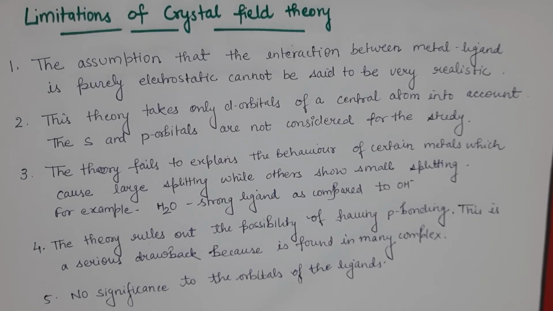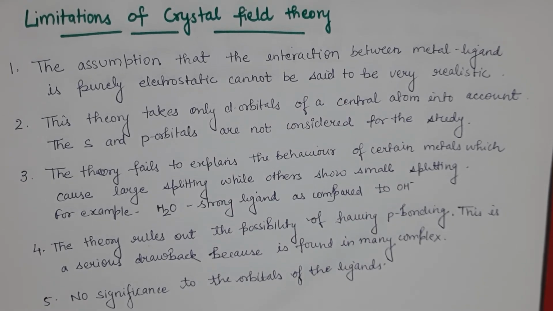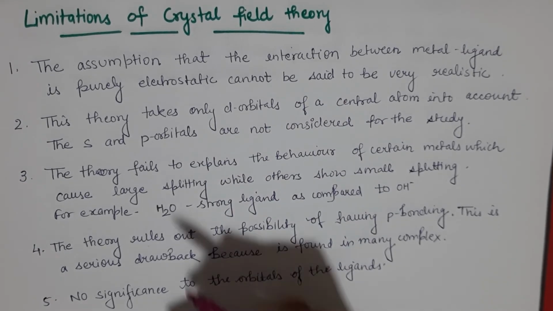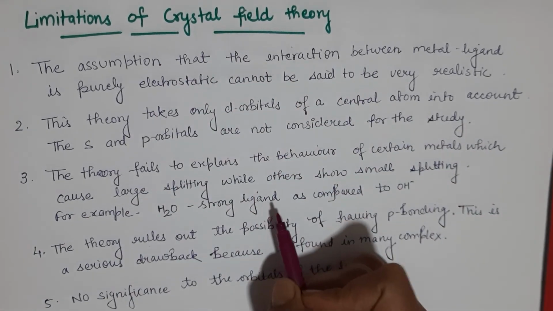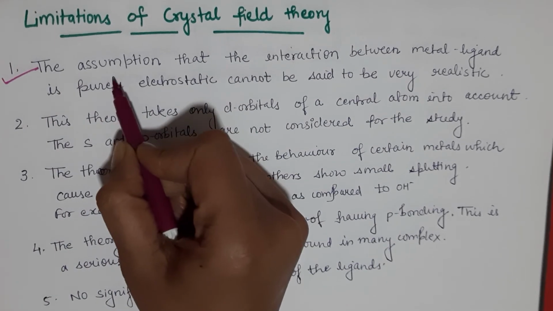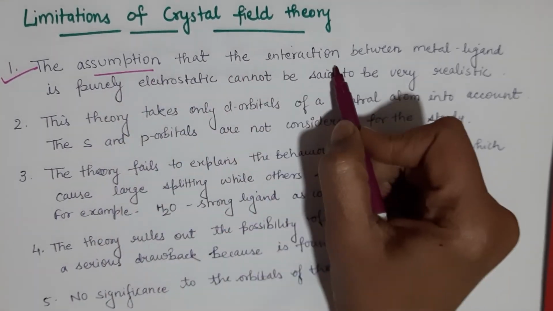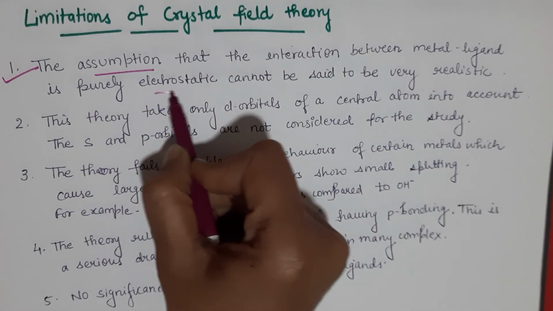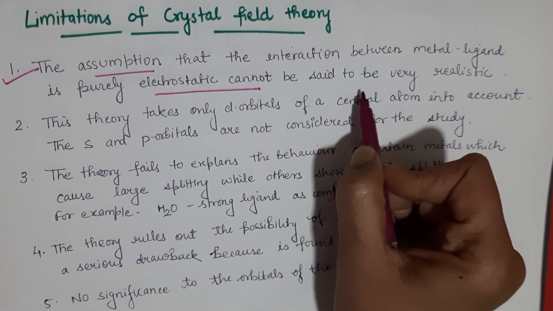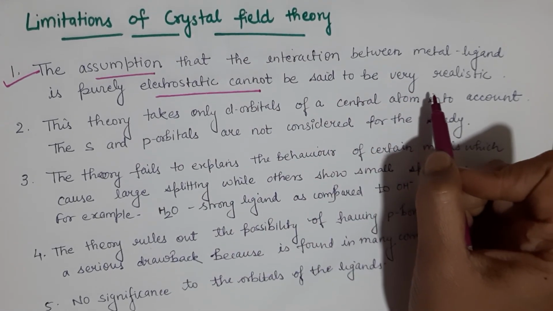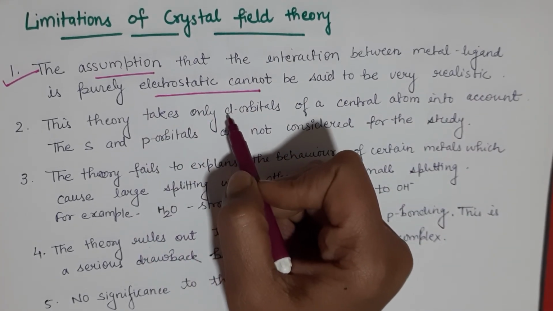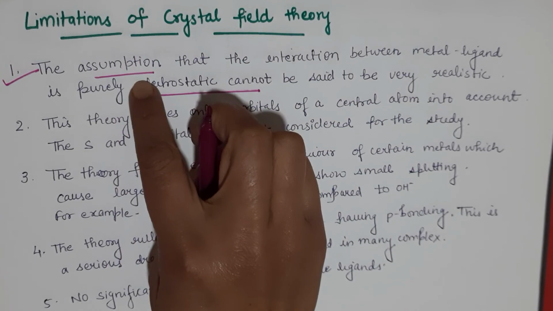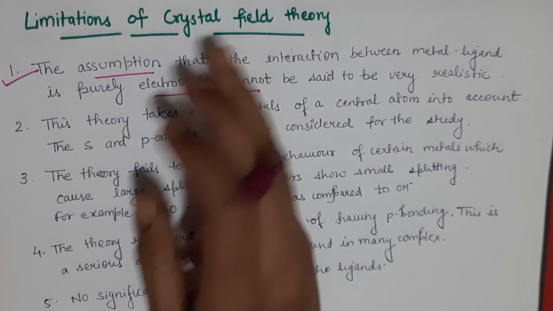Now some limitations of crystal field theory are also there, and that's why ligand field theory comes into the picture. So let's have an idea of the limitations here. The first limitation is the assumption that the interaction between metal and ligand is purely electrostatic, which cannot be said to be very realistic. Not all the metal ligand interaction is purely electrostatic. Okay, so it's an assumption that we are dealing with.